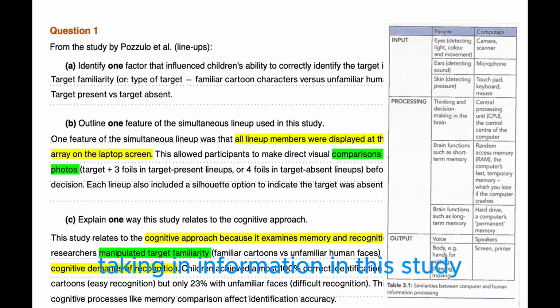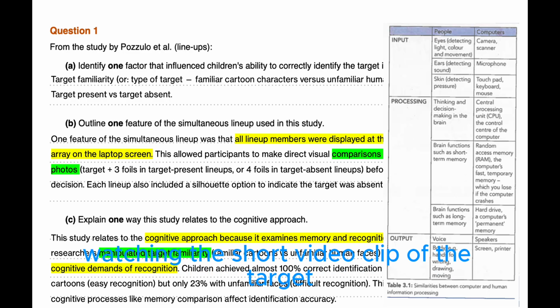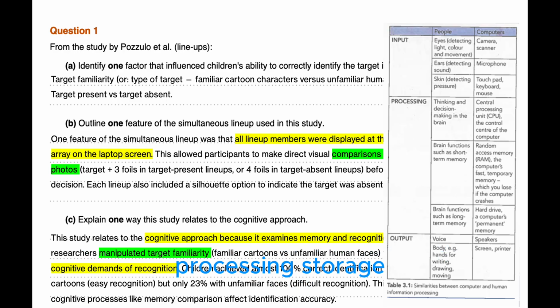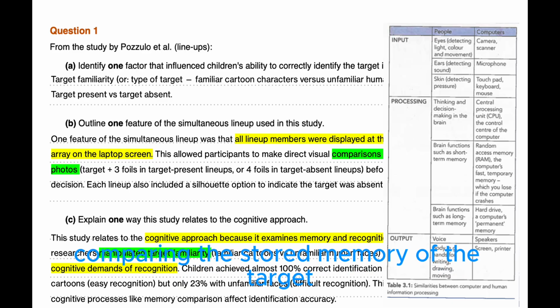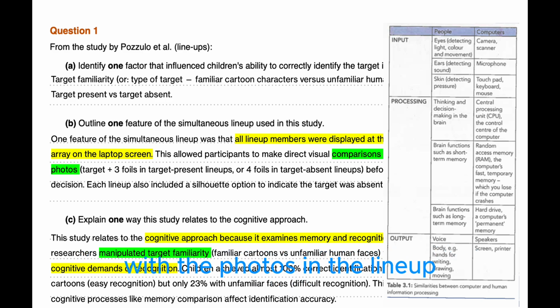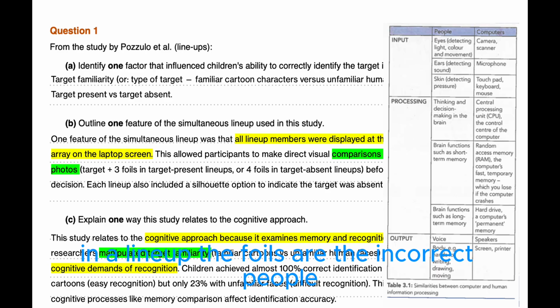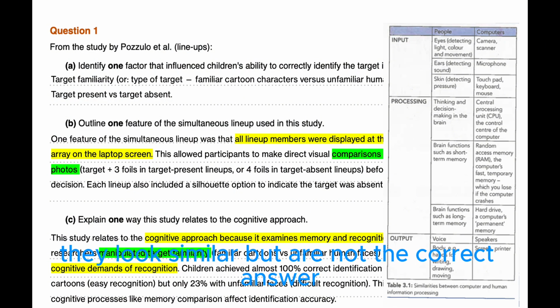Input/encoding, taking in information. In this study, watching the short video clip of the target. Processing/storage, holding that information in memory. Output/retrieval, bringing the information back out. In this case, recognition, comparing the stored memory of the target with the photos in the lineup. Quick note: in a lineup, the foils are the incorrect people shown with the target. They look similar but are not the correct answer.